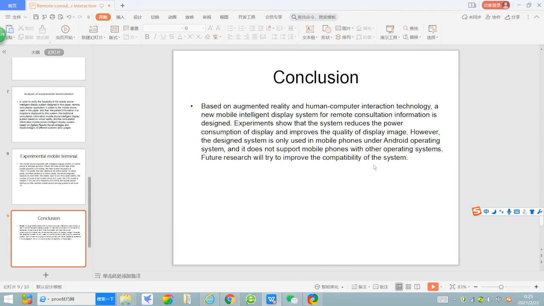Conclusion. Based on augmented reality and human-computer interaction technology, a new mobile intelligent display system for remote consultation information is designed. Experiments show that the system reduces the power consumption of display and improves the quality of display image.